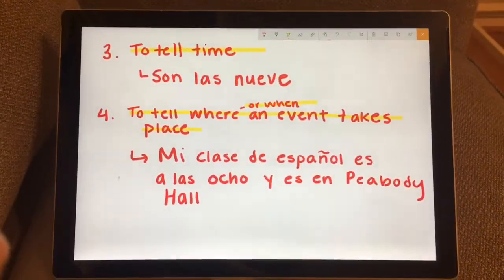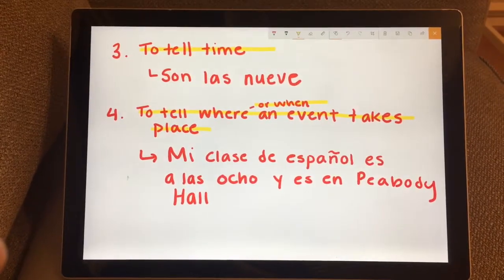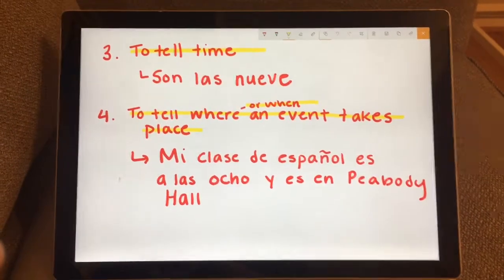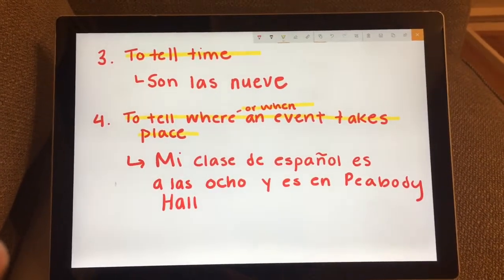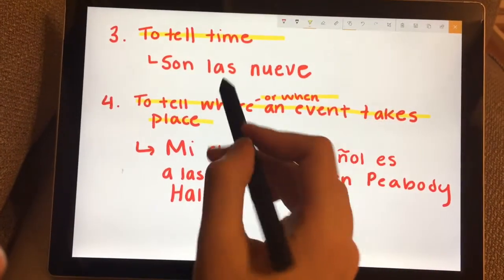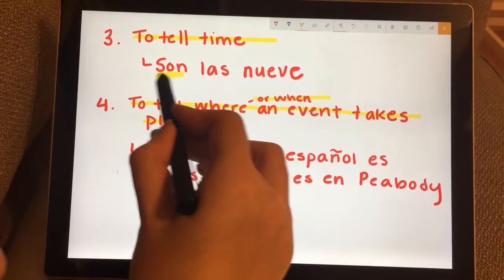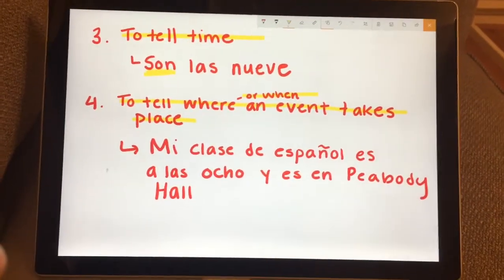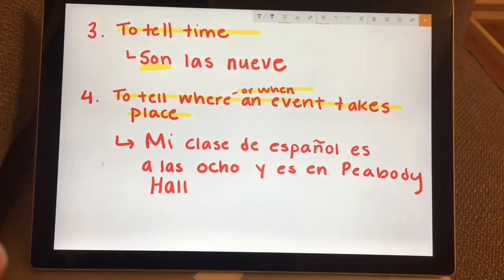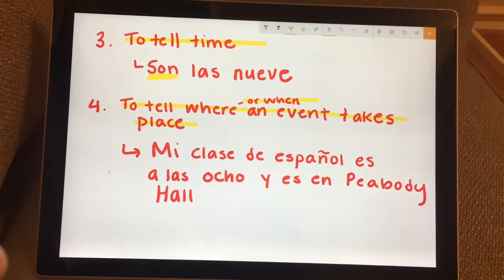Número tres, to tell time. So I might ask, ¿Qué hora es? What time is it? And you would respond with, son las 9. It's 9 o'clock. So most of the time, the verb ser will be conjugated to tell time as son, except for when you're saying it's 1 o'clock. Then it would be es la una, because one is singular.